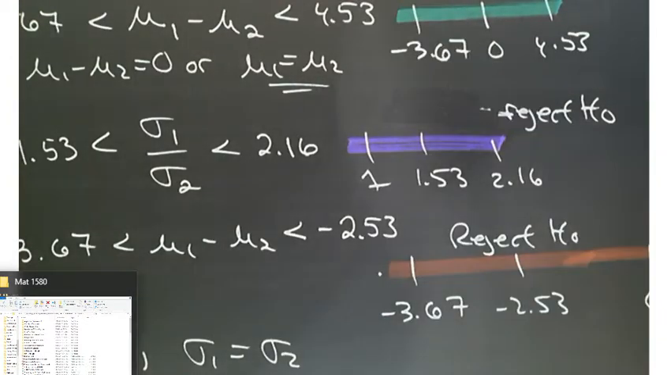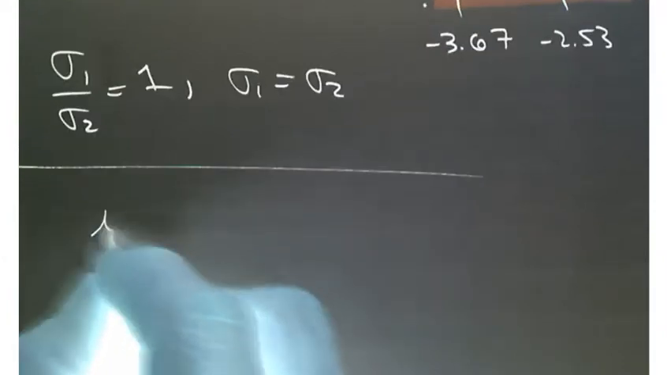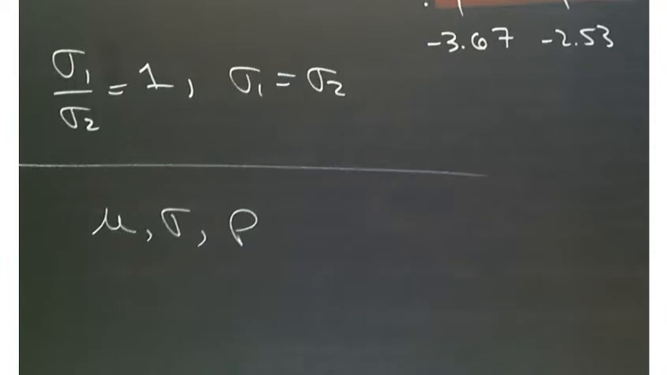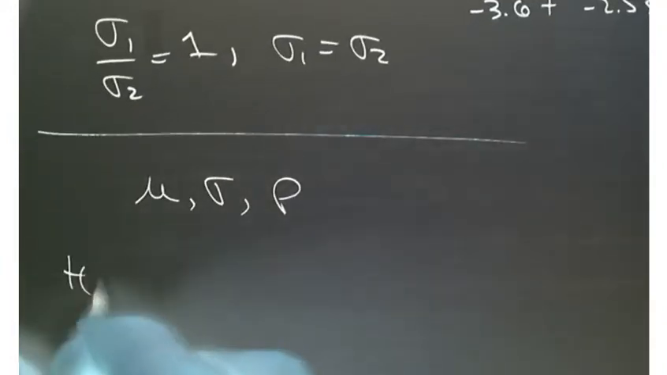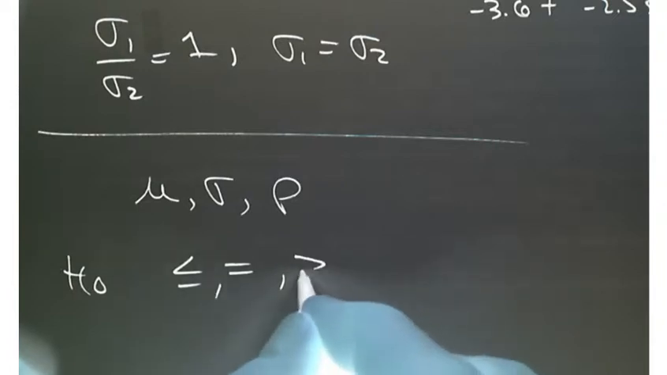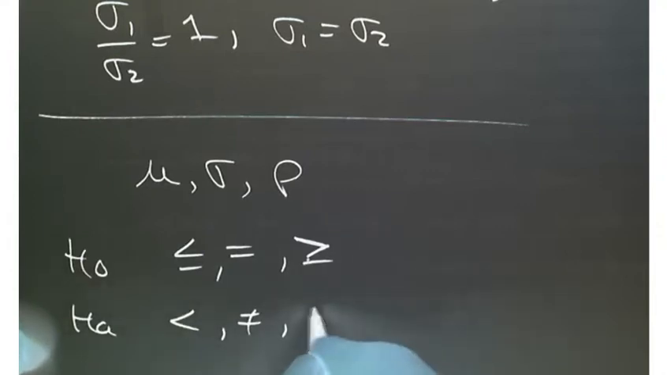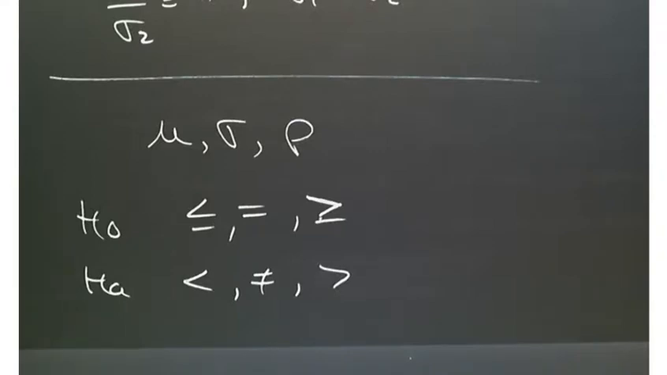All right, so that's kind of a little warm-up on some of this stuff. Let's actually run through some hypothesis tests. And so the goal here is to set up your null and alternative hypothesis. Your null and alternative hypothesis should contain some very predictable things: mu, sigma, and p. And then for H naught, you should have less than or equal to, or greater than or equal to. And for HA, less than, not equal to, and greater than. So depending on the problem.